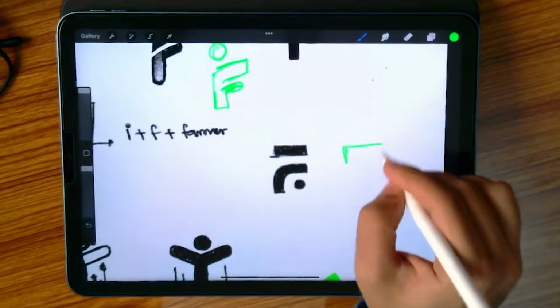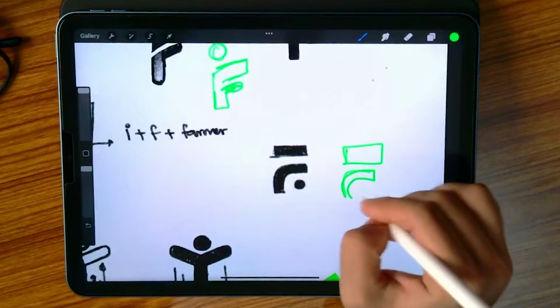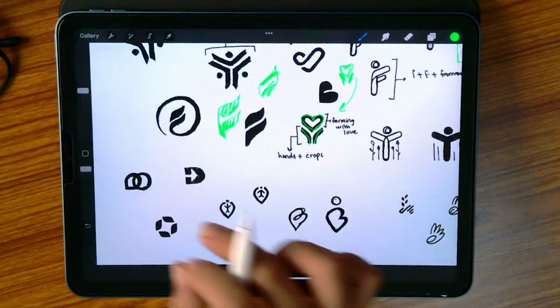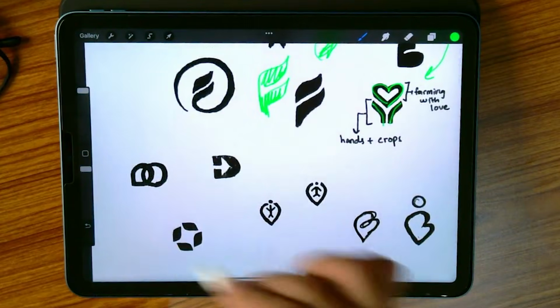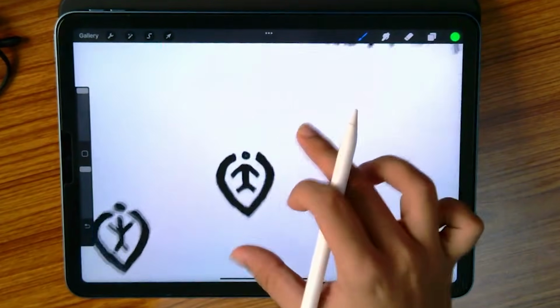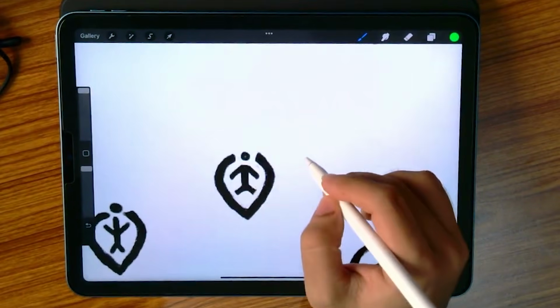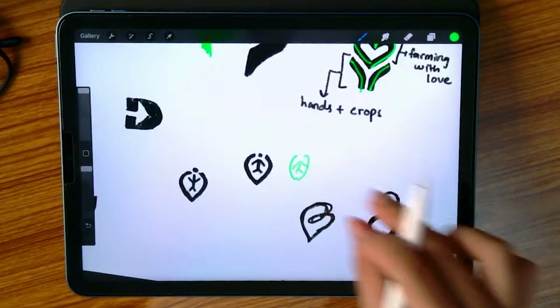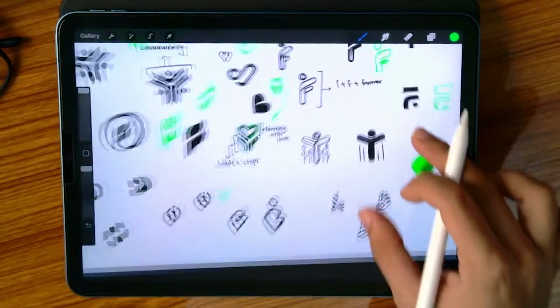Tried this variation as well. There's an F right here. Tried creating with the letters, with the icons and symbols, and yeah, these are all very, very abstract. This was one idea of having the leaf, and the lines inside the leaf, having them as a person, but it didn't really stand out that well.